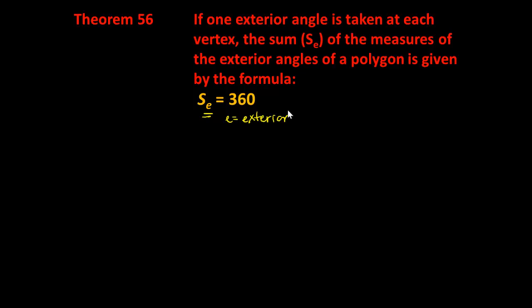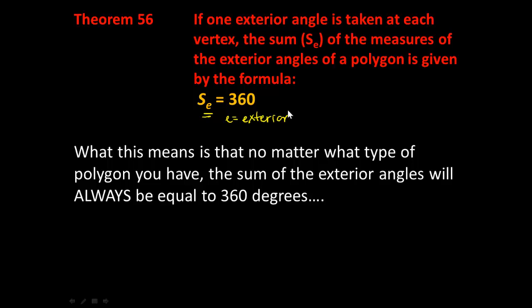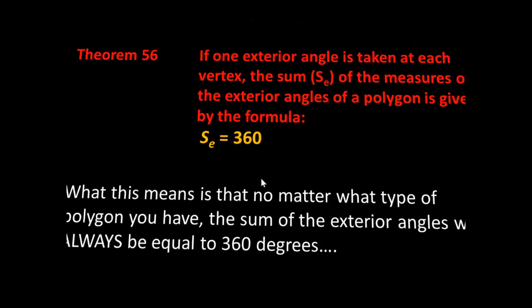equals 360. So it doesn't matter how many sides your polygon has, be it 3 if it's a triangle or 30. When you add up the supplements of all the vertexes, it is always going to equal 360 degrees. Okay? So, interesting little fact. Like I said, the sum of all the exterior angles is always going to be equal to 360. Okay? One last theorem to go.